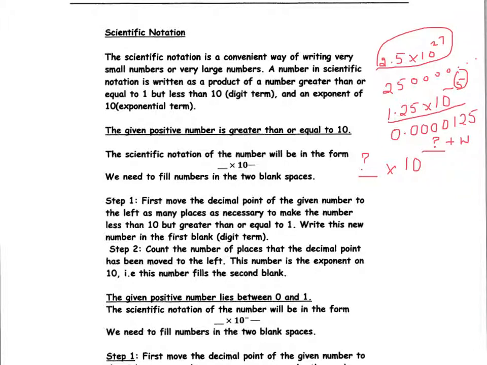Now, there are certain conditions that we have to follow. The first number here would have to be a number between 1 and 10. You cannot include 10, but you can include 1. So any number between 1 and 10 times 10 to the positive whole number for a very large number.